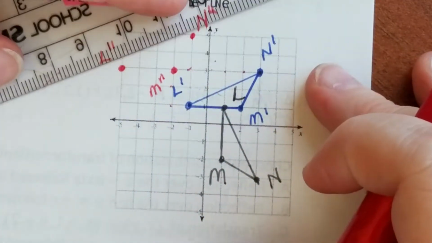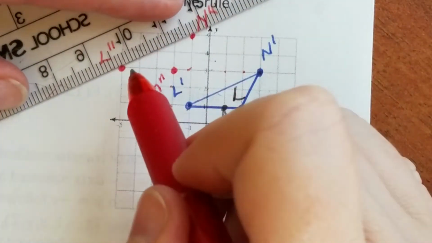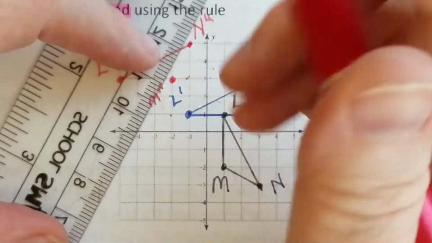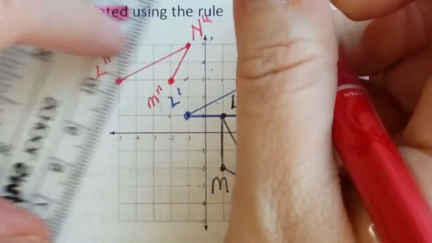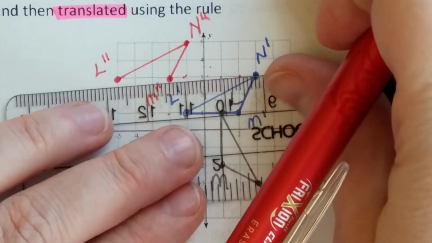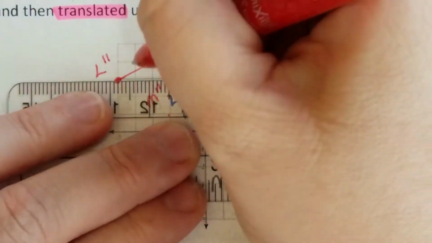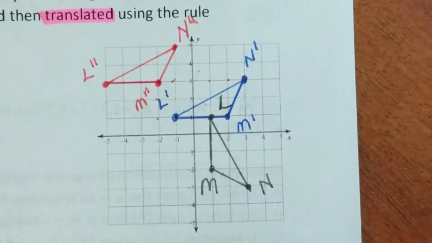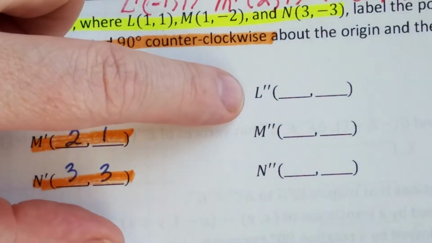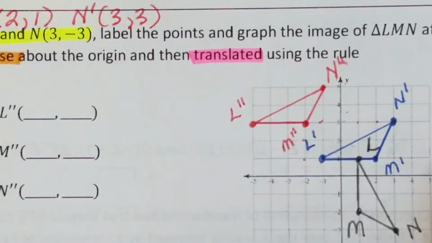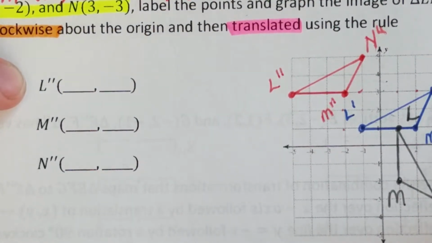Make sure that you mark your notation on your graph, otherwise it's very hard to see which point goes where, which point we're talking about. So I'm going to go ahead and use my straight edge. And let's go ahead and write our final coordinates here. So for L double prime, according to my graph, I have -5, 3.